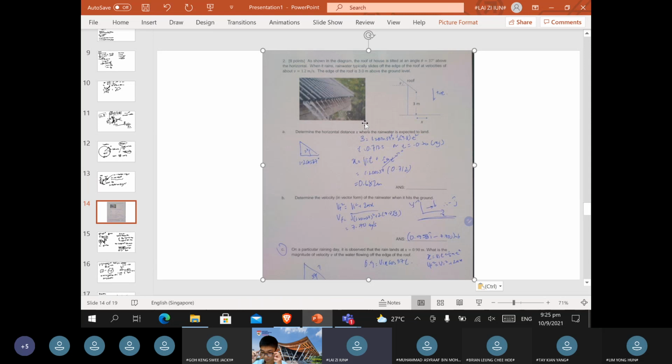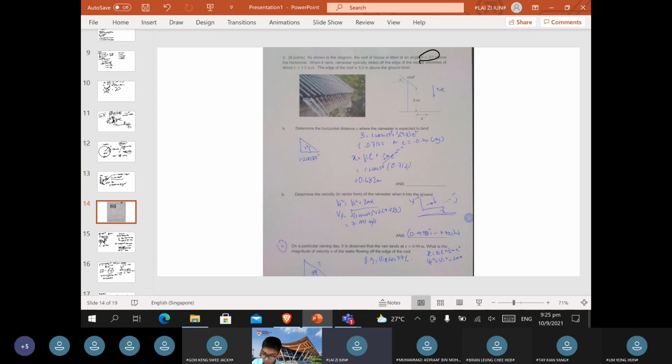Okay, so let's see. As shown in the diagram, a row house is tilted at an angle of 37 degrees above the horizontal. When it rains, the water typically slides off the edge of the roof.